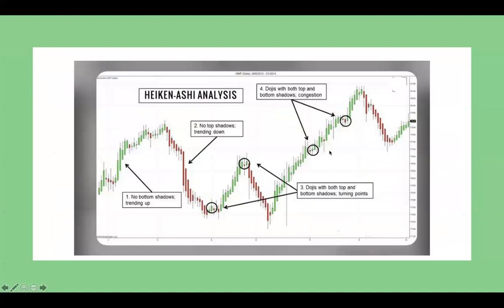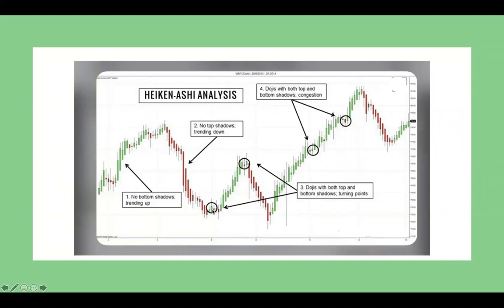So let me show you another one. No bottom shadows, which means no bottom wicks, means the trend is going up. No bottom wicks, trend is going up. No top wicks, trend is going into a sell.